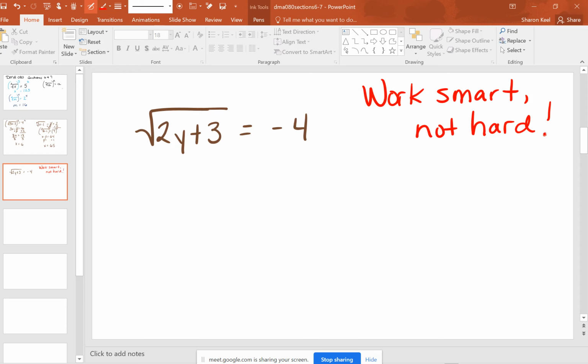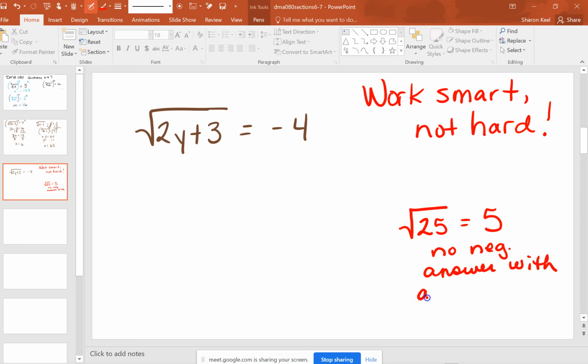If you recall earlier on, if you have the square root of something, can you have a negative answer? Is it possible? So if I have the square root of 25, my only possible answer is going to be a positive 5. It cannot be a negative 5. There can be no negative answer with an even index.